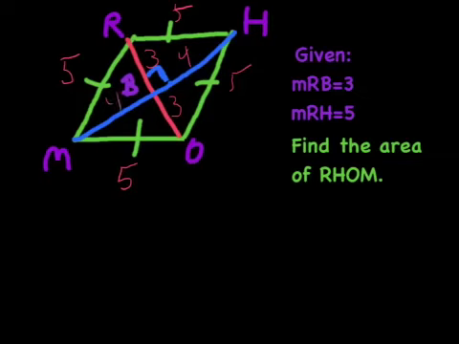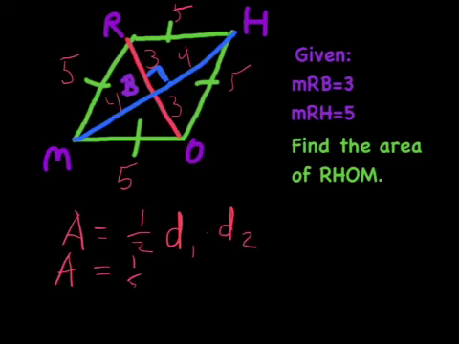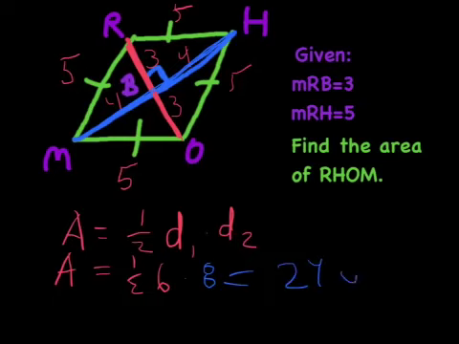That's 4, this is 4. So I'm going to use my area formula that says 1/2 diagonal 1 times diagonal 2. It's going to be 1/2 diagonal 1, which is 6, and then diagonal 2, which is 8. And you can see it doesn't really matter which one you call diagonal 1, which one you call diagonal 2. So that's like 3 times 8, which is 24 square units.